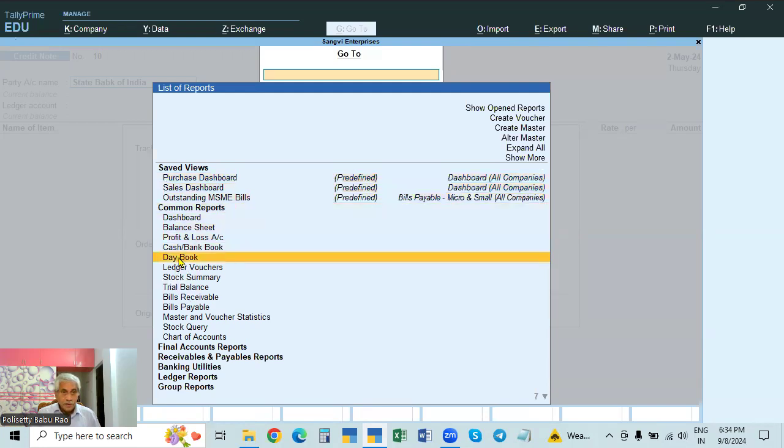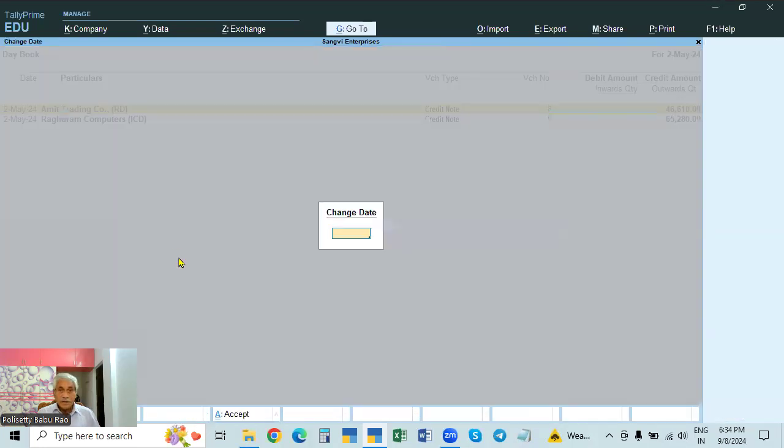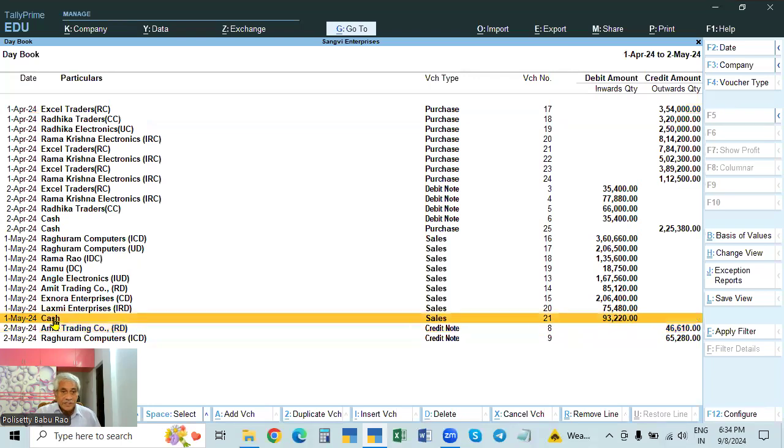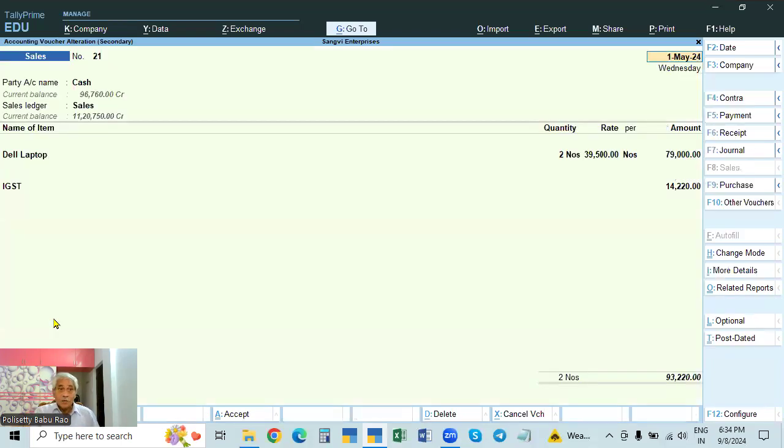Go to day book and you can see here for cash. You can select this transaction because here every transaction will be there. In the party account, only credit transactions will be there. 21, 1st May, Dell laptop. Here, for example, you will take it as sales. We will take up the sales.